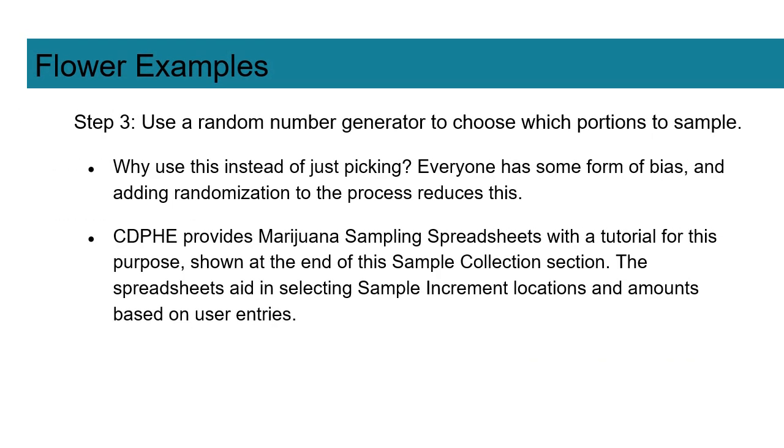Step 3. Use a random number generator to choose which portions to sample. Why use this instead of just picking? Everyone has some form of bias, and adding randomization to the process reduces this. CDPHE provides marijuana sampling spreadsheets with a tutorial for this purpose, shown at the end of this sample collection section. The spreadsheets aid in selecting sample increment locations and amounts based on user entries.